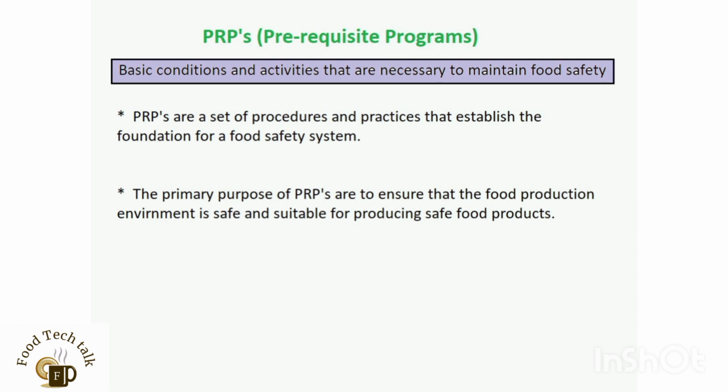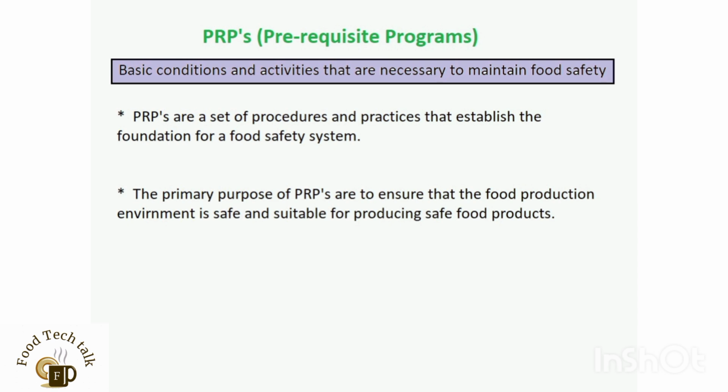PRP stands for Prerequisite Program, which is a fundamental concept in food safety management. PRP is a set of procedures and practices that establish the foundation for a food safety management system. The primary purpose of PRP is to ensure that the food production environment is safe and suitable for producing safe food products. PRPs focus on preventing contamination and ensuring that good manufacturing practices are followed.